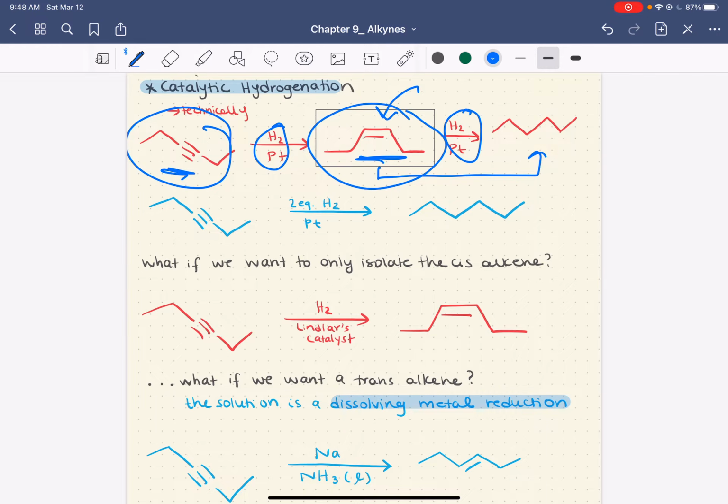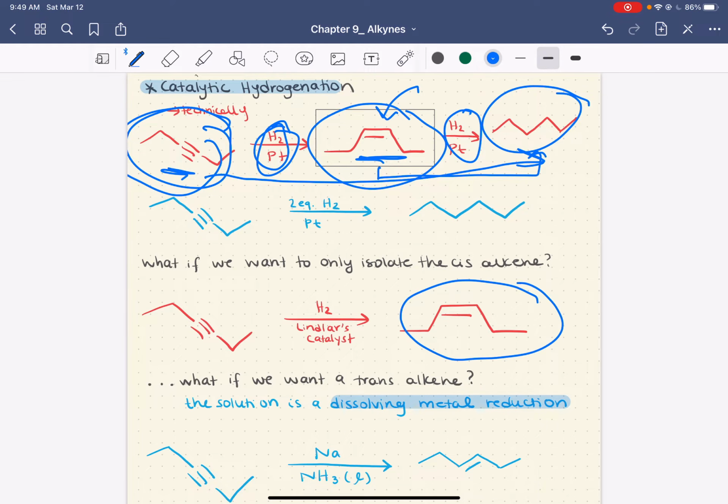Without one, a cis-alkene would be really difficult to isolate because it's going to be super reactive towards further hydrogenation. If you are just treating a triple bond with molecular hydrogen and platinum, it's going to want to go all the way to an alkane, a single bond. But if your goal is to isolate this cis-alkene, then what you would want to do is treat it with molecular hydrogen alongside Lindlar's catalyst. This way you can take an alkyne and convert it to a cis-alkene.